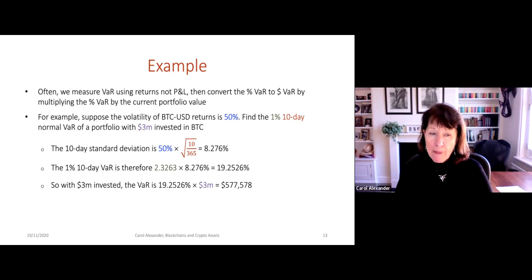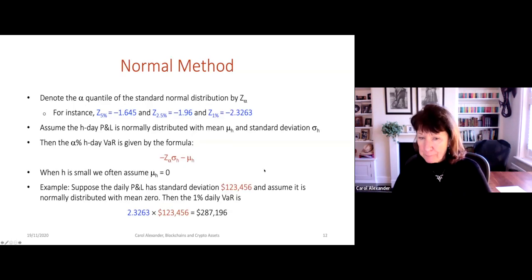invested in Bitcoin. So the 10-day standard deviation, that's the first thing. It's 50%, and we've got to convert it back to a 10-day. So we divide by 365 and multiply by 10, and that gives us this number here. So that's my 10-day standard deviation. But now I have to multiply it by 2.3263 to get the 1% VaR. So that's 19.2526%.